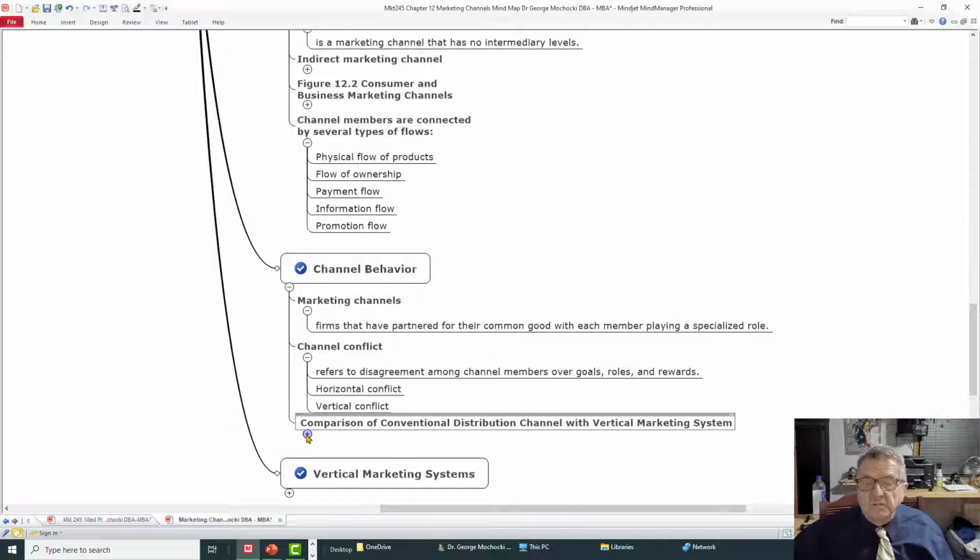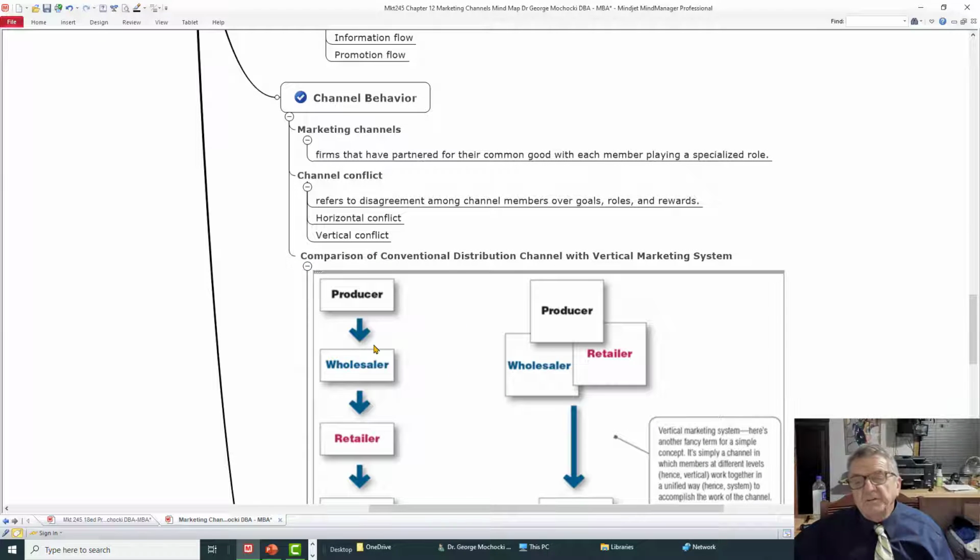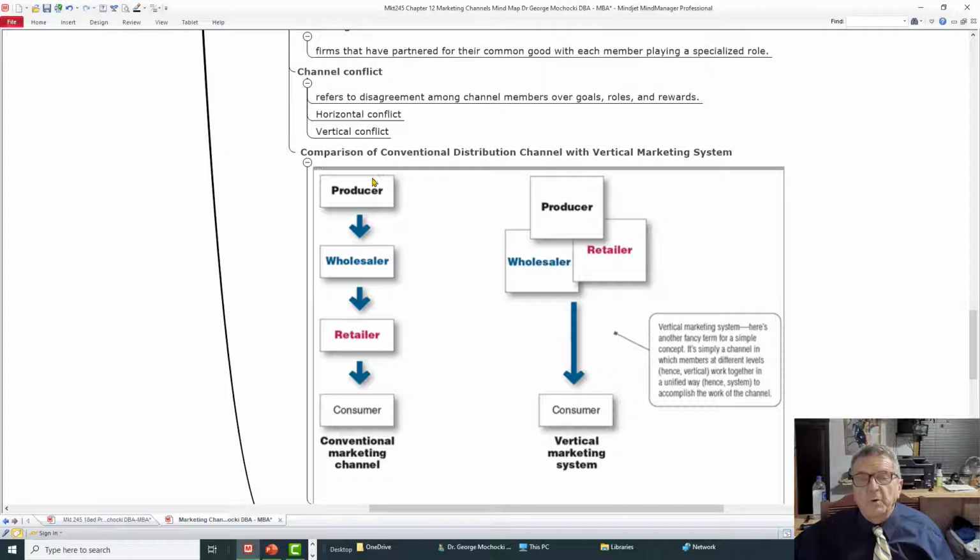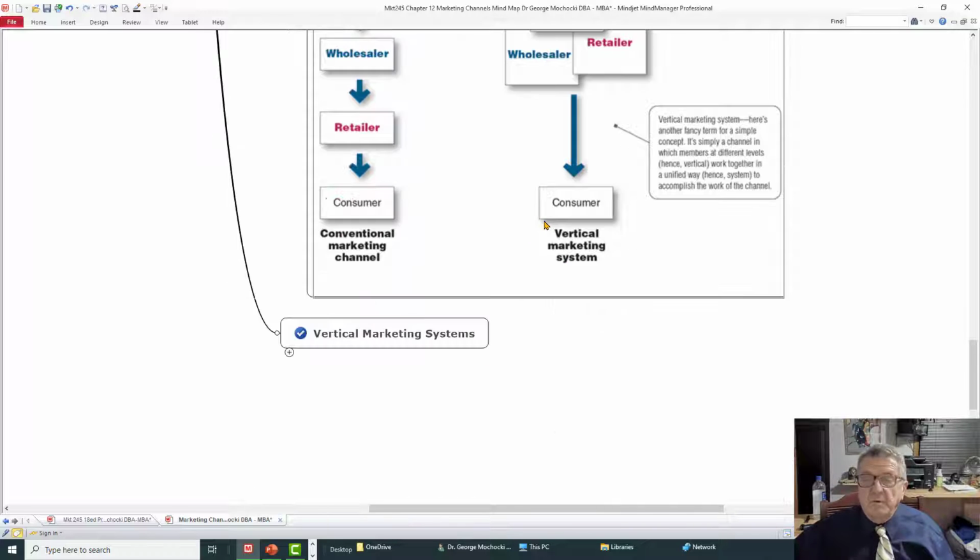And then you have horizontal conflict and vertical conflict between the different channels that we discussed. In comparison with the channel, here's something that was in the book: producer, wholesaler, retailer. I guess this is the conventional marketing channel. It comes down, and now the vertical channel, it could be all three to control all of them, okay?